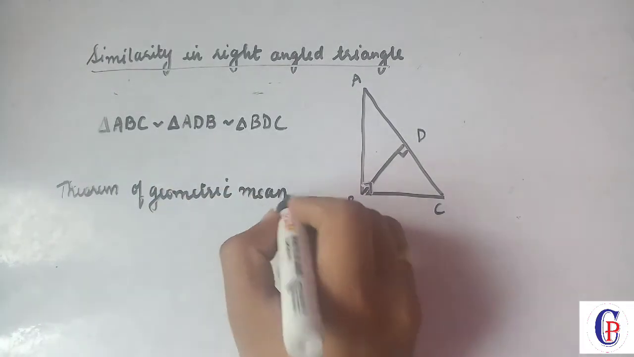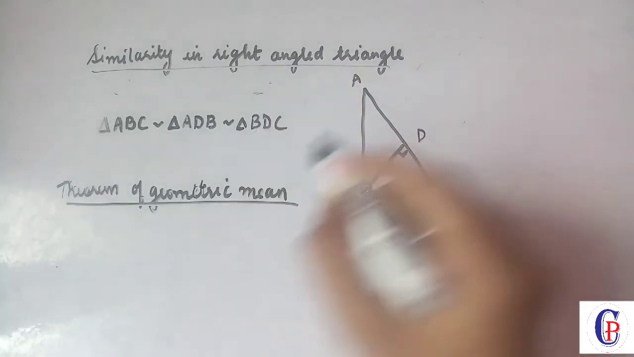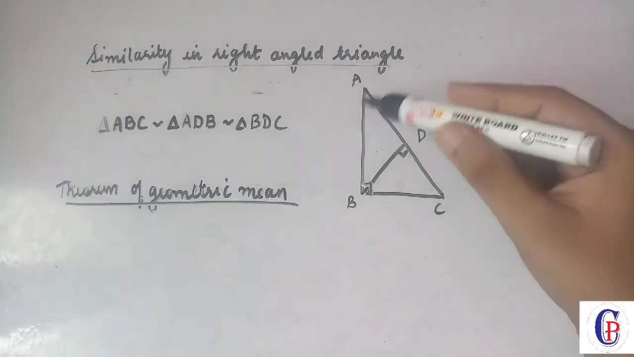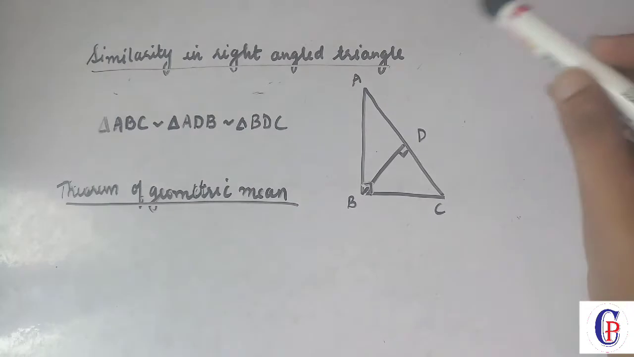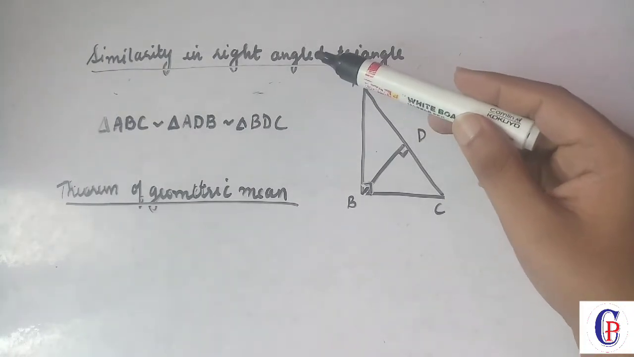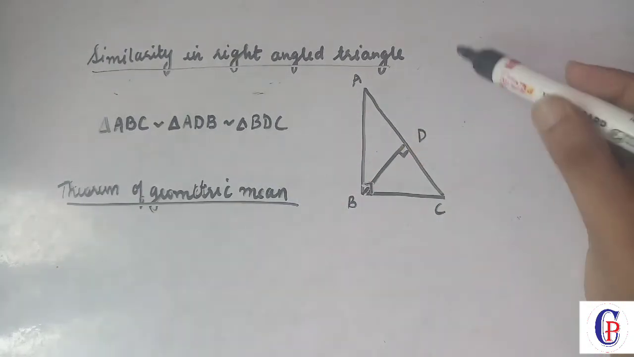Theorem of geometric mean. Now, the diagram for both the theorems is the same. You need to have this diagram only. If you have this type of diagram, you can either apply similarity in right angle triangles, or you can also apply the theorem of geometric mean.